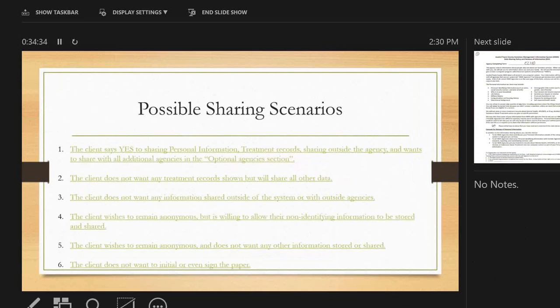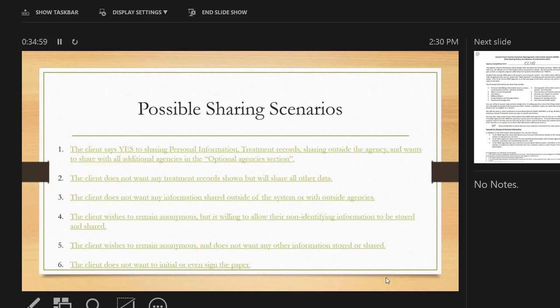So with all that information in mind, we've put together six situations from the most likely to least likely, based on what we've seen with clients from our current ROI. So the most common situation: the client says yes to sharing personal information, treatment records, and sharing outside the agency, and they want to share with all additional agencies listed in the optional agencies section. And we'll go through the actual ROIs and how they'd be filled out in a second.